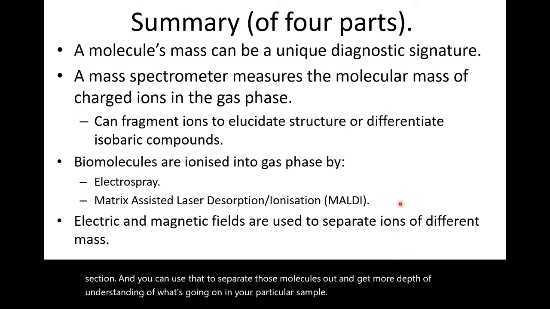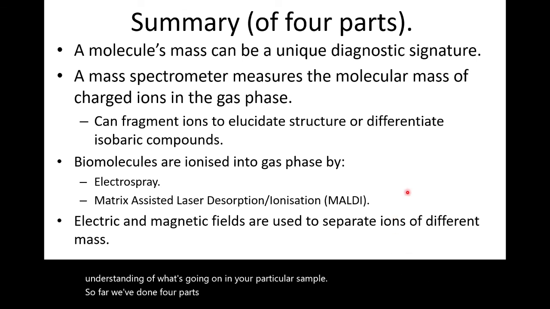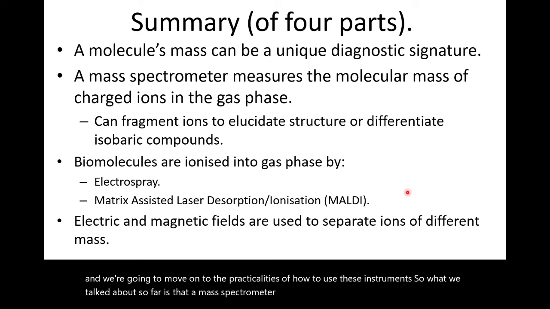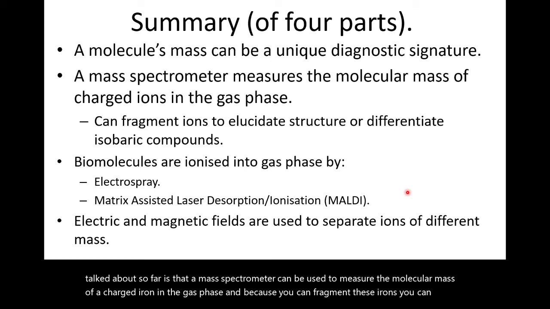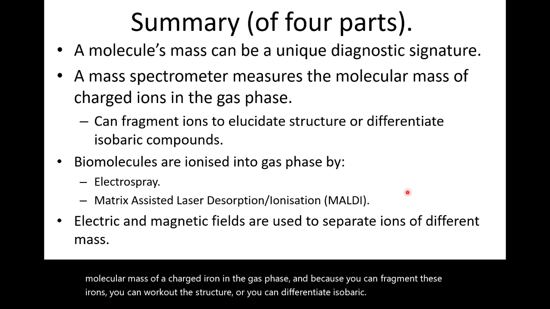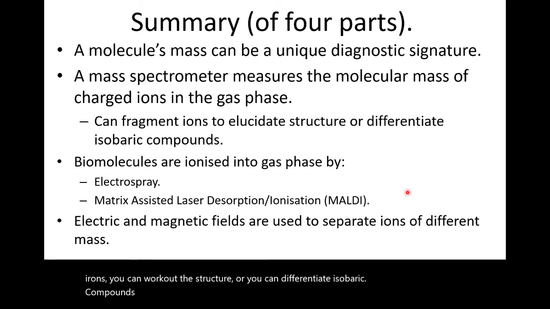So far we've done four parts, and we're pretty much at the end of how these instruments work, and we're going to move on to the practicalities of how to use these instruments. What we've talked about so far is that a mass spectrometer can be used to measure the molecular mass of a charged ion in the gas phase. And because you can fragment these ions, you can work out the structure, or you can differentiate isobaric compounds through fragmenting them and measuring their fragments.